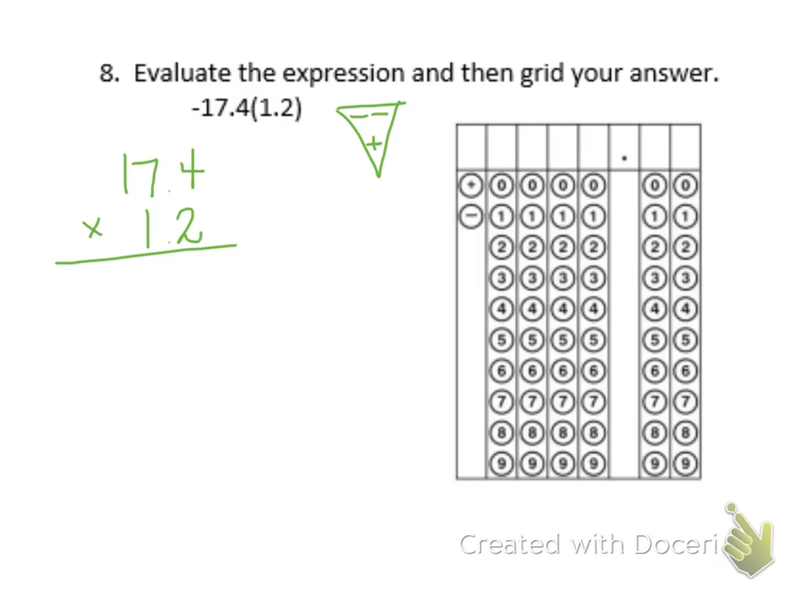Alright, so remember with decimals you do not have to line them up. For this problem, ours just so happened to line up, but you don't have to. Remember the last step is to count how many decimals are after your decimal and then put that in your answer. So let's go ahead and solve this. 4 times 2 is 8. 7 times 2 is 14. 2 times 1 is 2 plus 1 is 3. Add my 0. 4 times 1 is 4. 7 times 1 is 7. 1 times 1 is 1. Now we're going to add.